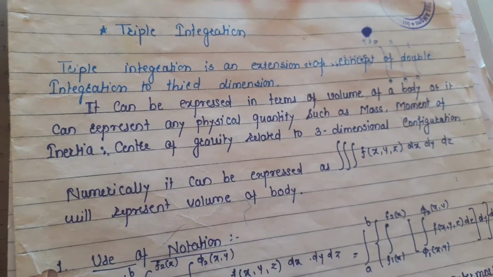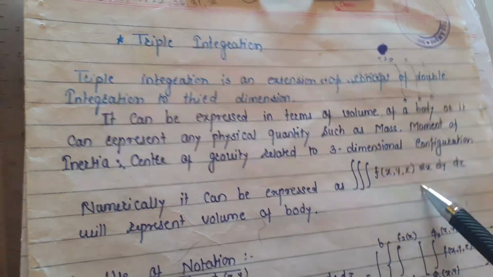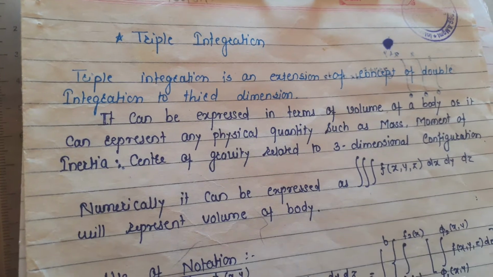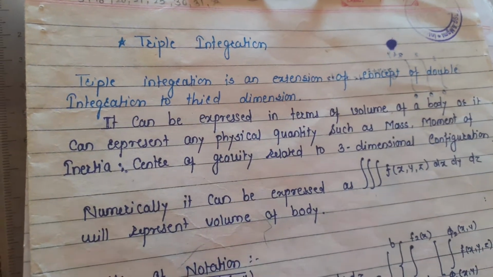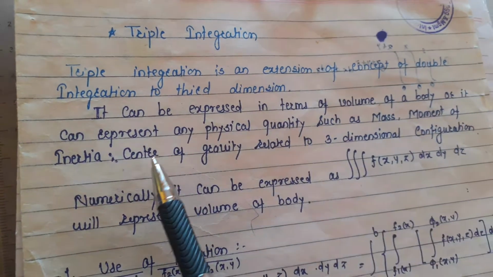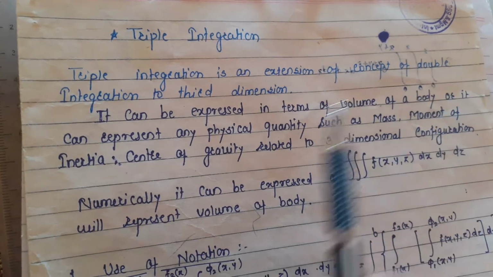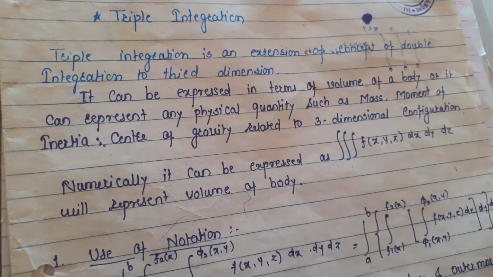We know two dimensions. If I consider the x and y axes, then it is two dimensional. If I consider x, y and z axes, then it becomes three dimensional. And if I consider only the x axis, then it becomes one dimensional. It can be expressed in terms of the volume of a body, or any physical quantity such as mass, moment of inertia, center of gravity. All are related to the three dimensional configuration.